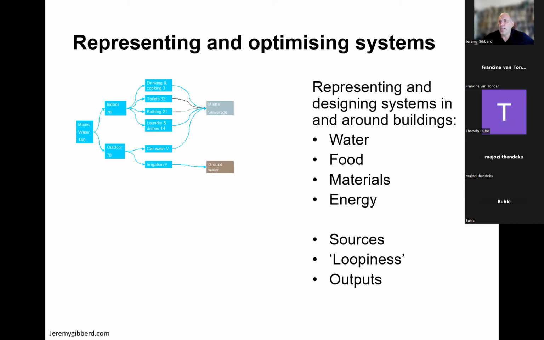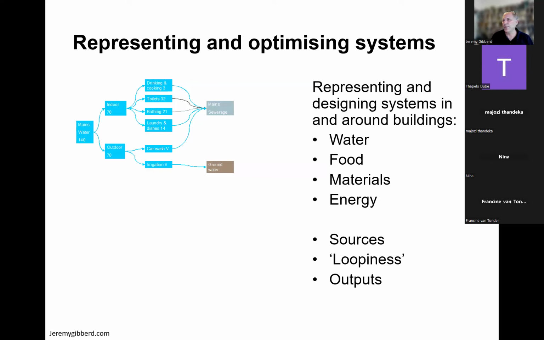We also need to think about how we represent buildings. So we conventionally talk about plans, elevations, but actually some of the most important parts of buildings are systems. So there's an input, there's water that comes in from mains supply, it goes into indoor usage, it might be used for flushing toilets, for the kitchen, showers, etc. And then that goes out to main sewage. A bit of it might go for irrigation or to wash cars. And we can show that flow of water.